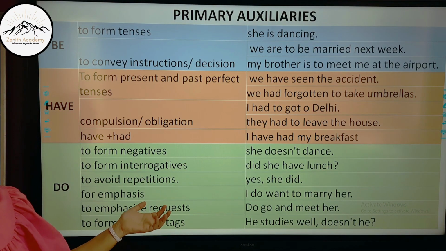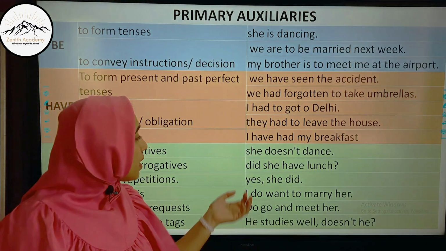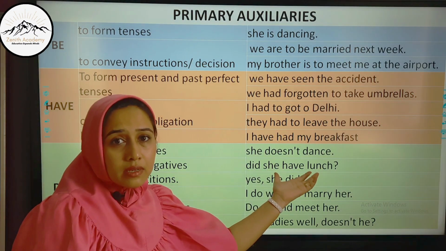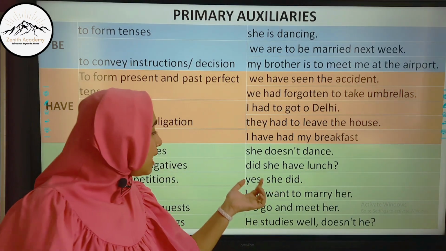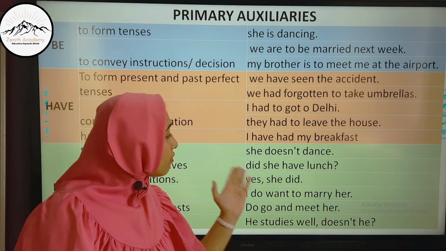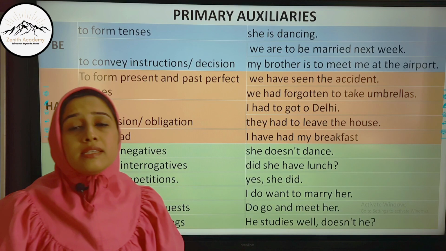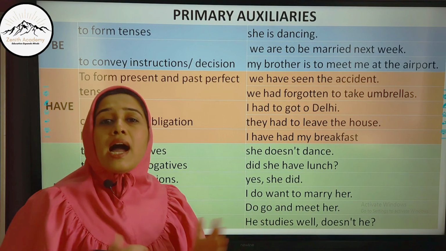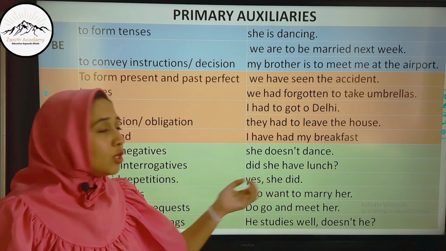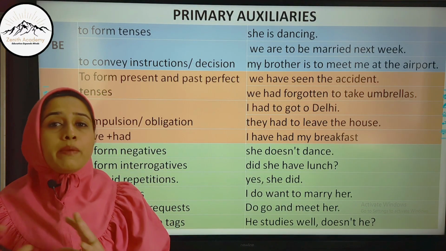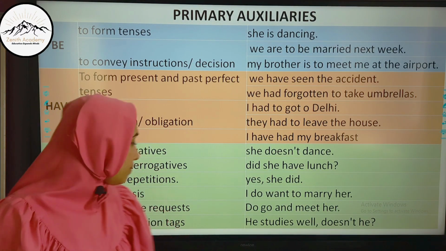To avoid repetitions, as I said earlier, if I say, did she have lunch? I will just give the reply, yes, she did. Instead of repeating the entire sentence, yes, she had her lunch, I will just say, yes, she did. So did, do and does are also used to avoid the repetition of the entire set of words.